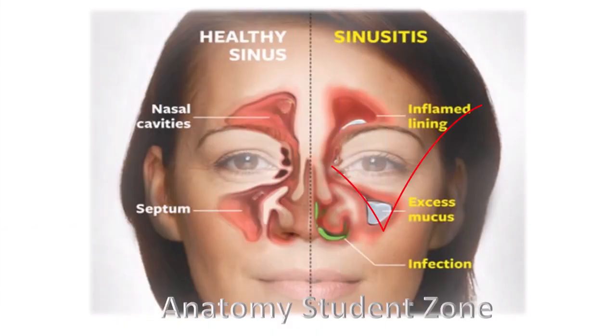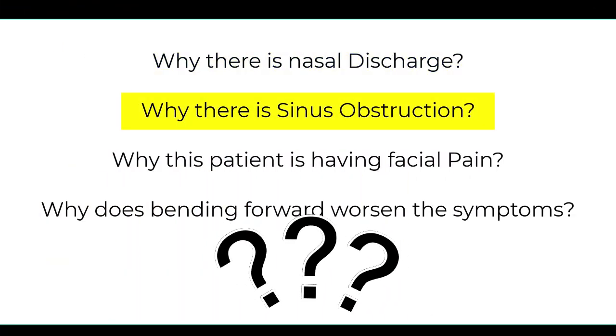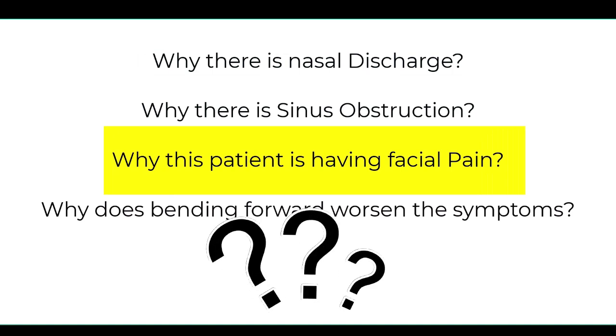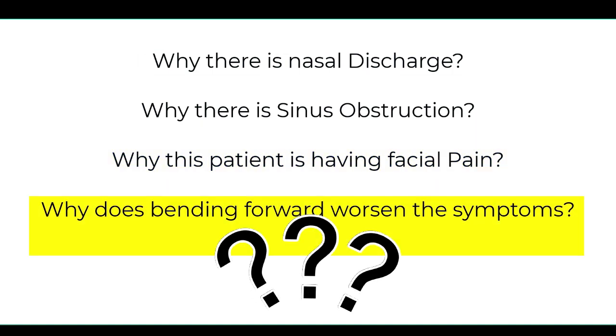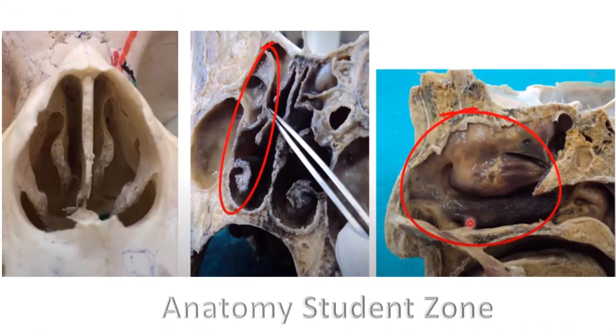So now what questions are going to be raised in this case? Why is there a nasal discharge, why is there a sinus obstruction, why is this patient having facial pain, and why does bending forward worsen the symptoms that the patient was having? To answer all these questions, I will recommend you to go through the detailed anatomy of the lateral wall of nose, because the lateral wall of nose is not just anatomy, it also links functionally how it is going to function, and what its clinical significance is.